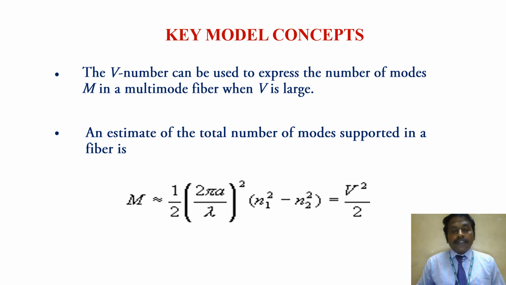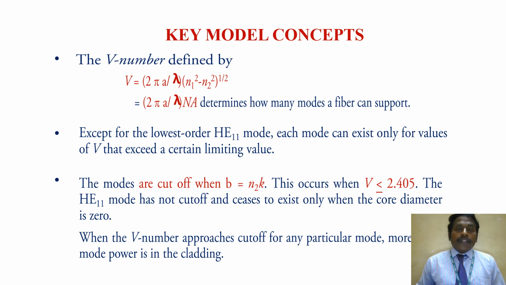We can represent that in terms of V, so M is approximately equal to V square by 2. Then, the V number we can define by V equal to 2 pi a by lambda into (n1 square minus n2 square) whole power of half, where (n1 square minus n2 square) whole power of half is the numerical aperture. It determines how many modes a fiber can support. Except the lowest order mode, that is the HE11 mode, each mode can exist only for values of V that exceed a certain limiting value.